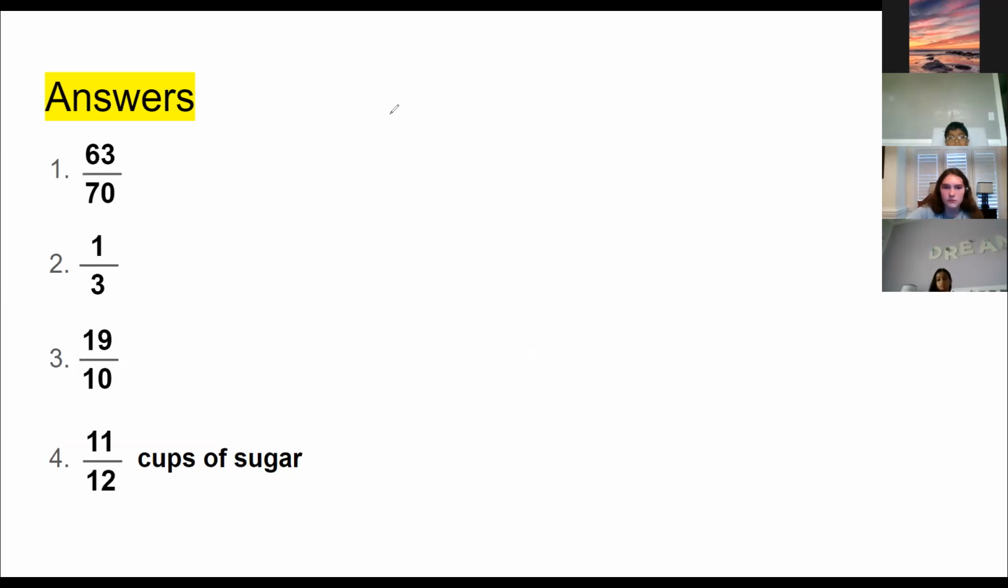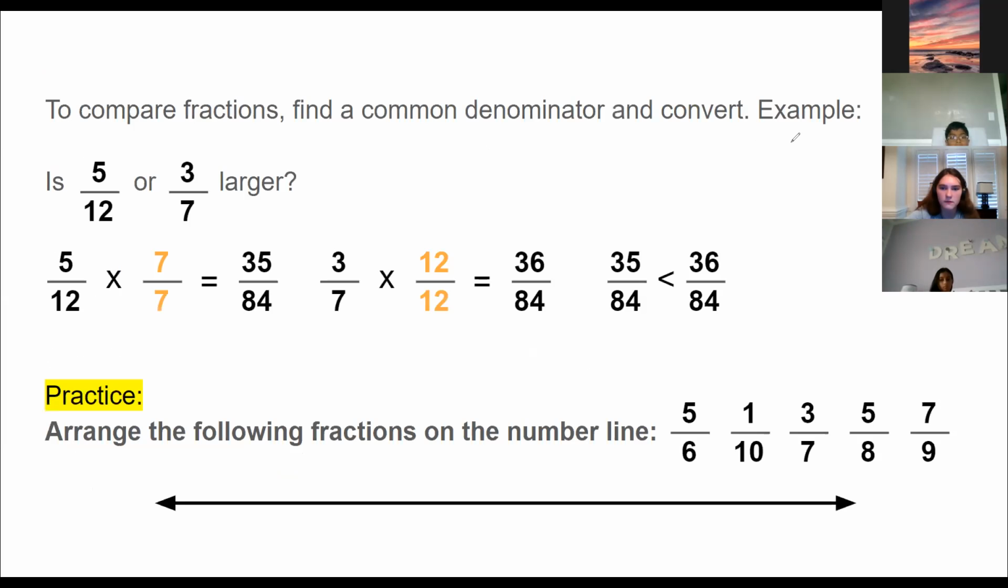Alrighty. To compare fractions, find a common denominator and convert. Here's an example. Okay. So is 5/12 or 3/7 larger? So we need to find the common denominator. So 5/12 and 3/7. 3/7. I think. Yeah, 3/7.